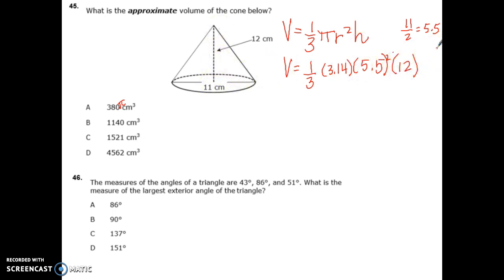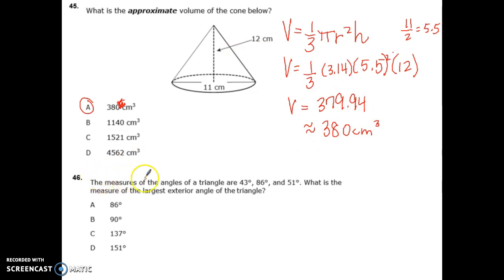And so we put all of that into our calculator. And then my calculator tells me that the volume is 379.94, which is approximately, even more approximately, 380, which has to be A. Okay, not in terms of pi, centimeters cubed.